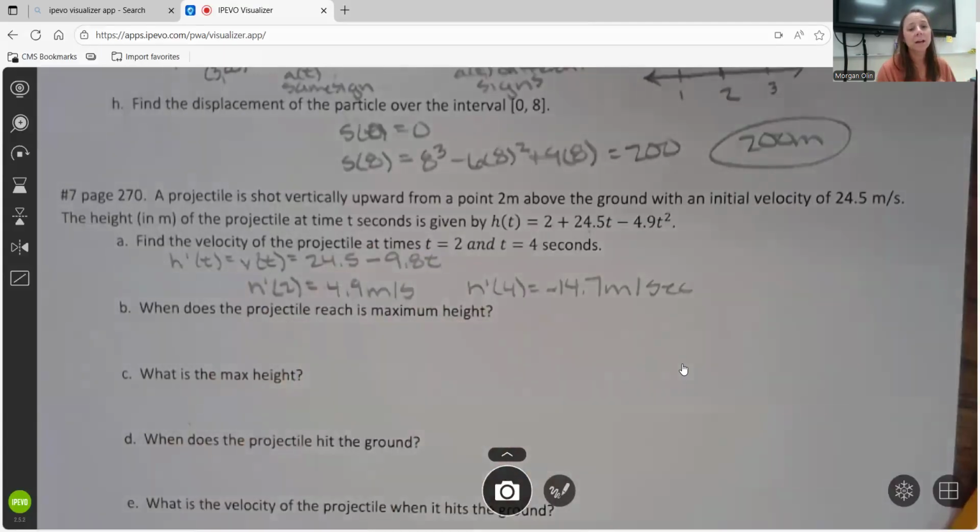When does the projectile reach its maximum height? Maximum height, if you remember, this is a quadratic.